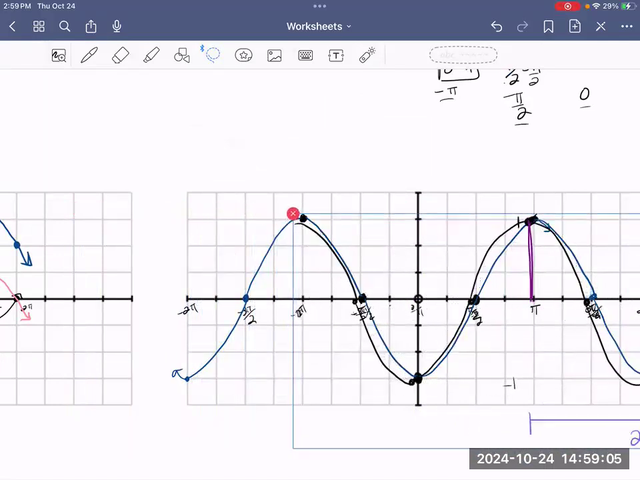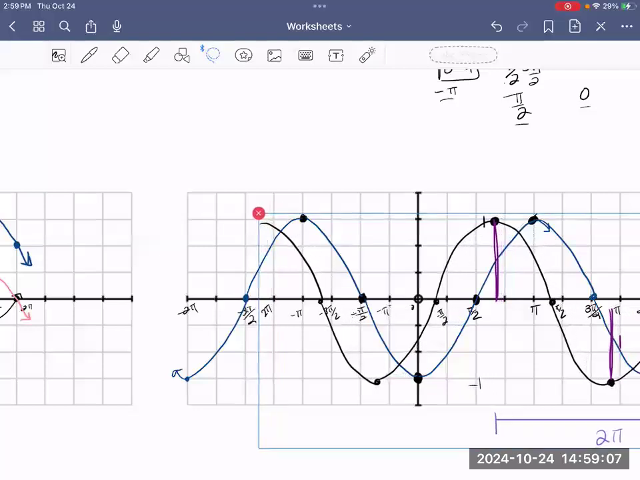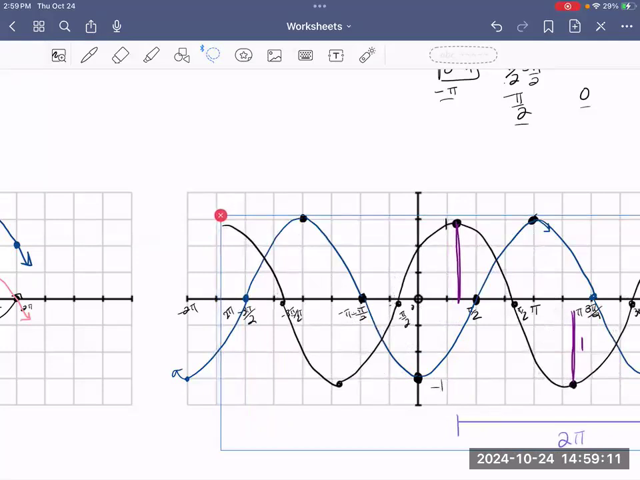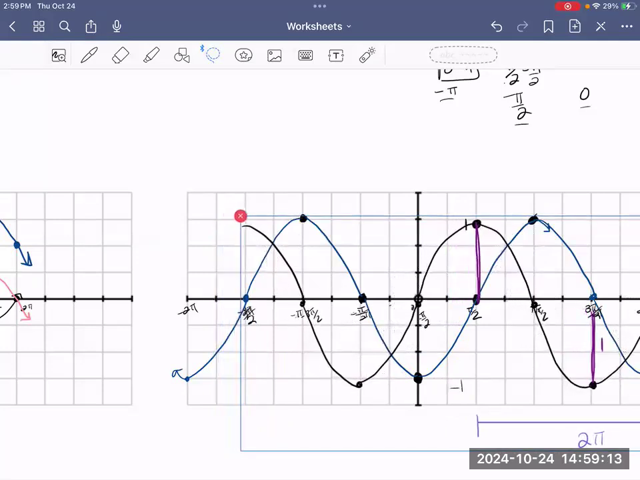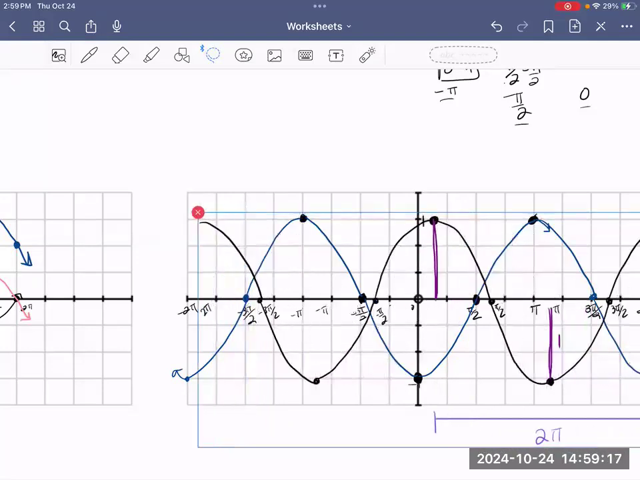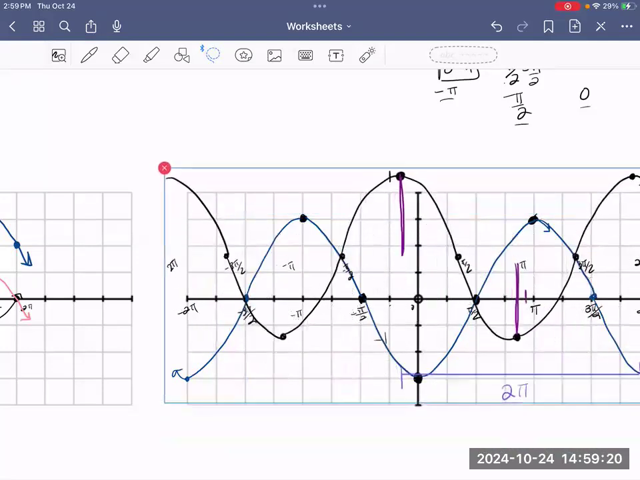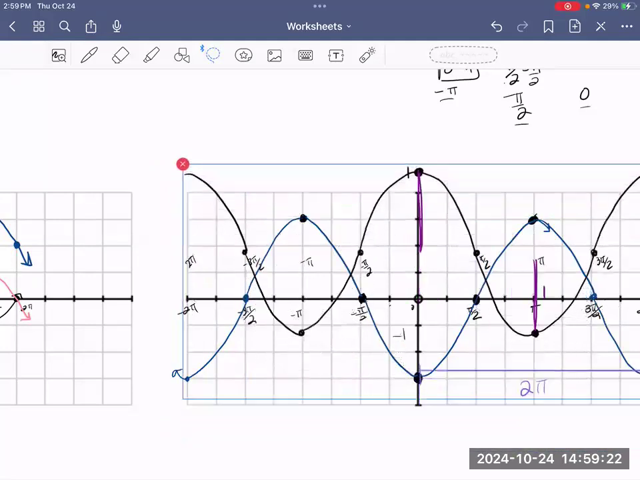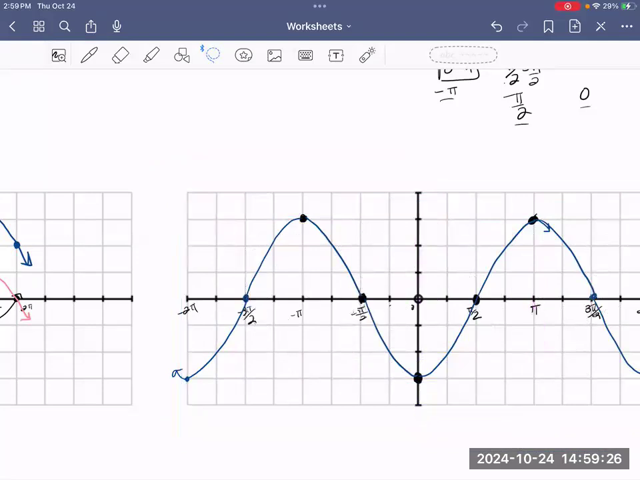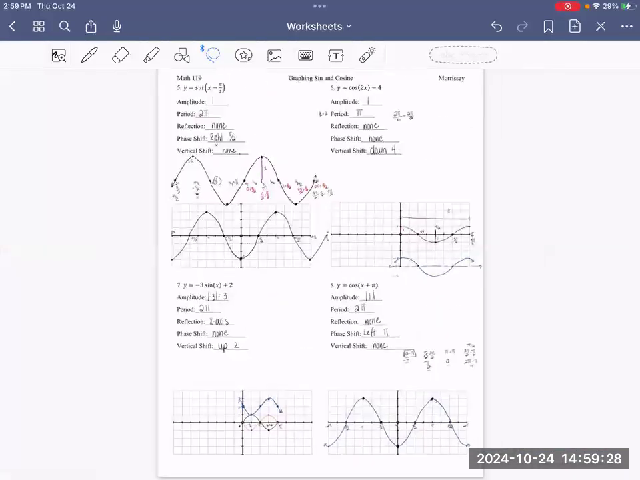Now we can always move it not by pi or pi over 2. We could move it by pi over 4, pi over 6, pi over 3. And you'll just notice that your phase shift is affecting your x's, whereas your vertical shift is affecting your y values. And that's going to conclude our video for today.